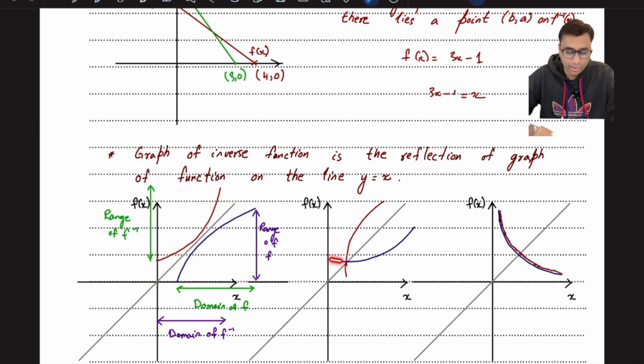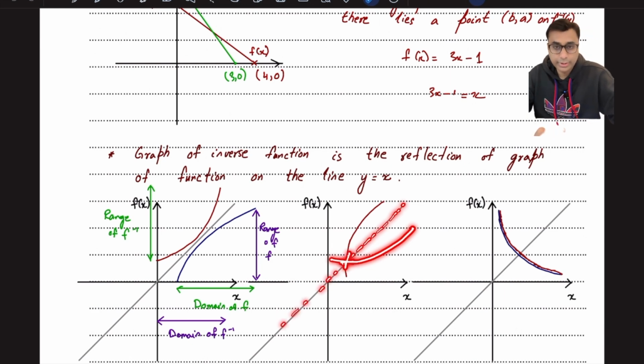Similarly, if you have a graph which is like this and you wish to sketch the graph of the inverse function of that, then you again draw a line y = x, and you know that you're going to reflect it along this line. So the point where the function and y = x intersect, that point would remain unmoved. That point will remain where it is.